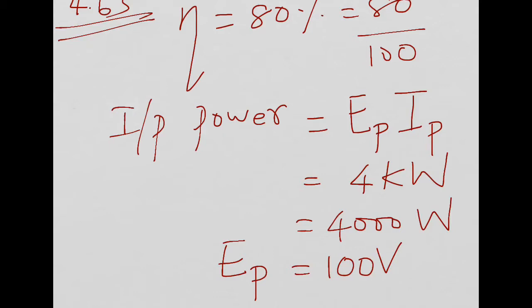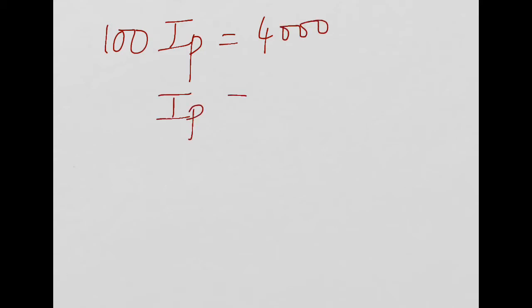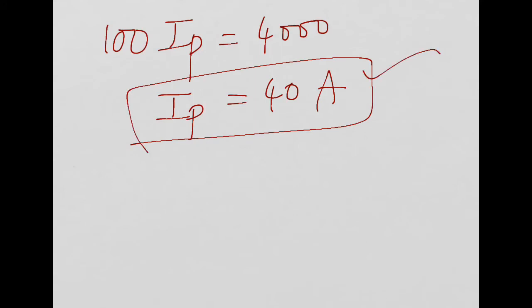With the help of which you can immediately calculate IP, because EP into IP is given as 4000, of which EP is 100, right? So I'm going to say 100 into IP is equal to 4000, or IP is equal to simply 40 amps. So I have got the input or the primary current also.